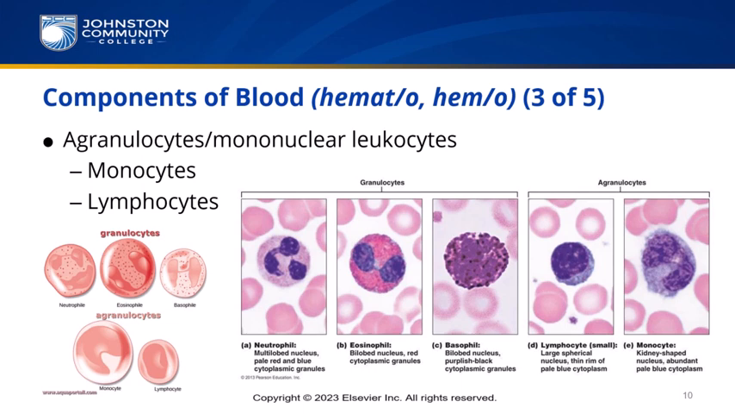Then we have lymphocytes. Lymphocytes are cells that are important in the immune response, meaning that they recognize or remember dangerous foreign substances and manufacture a substance to neutralize them. The foreign substances are termed antigens, and the neutralizing substances are called antibodies.